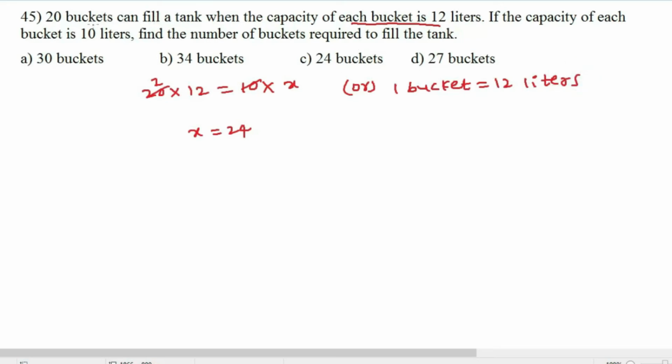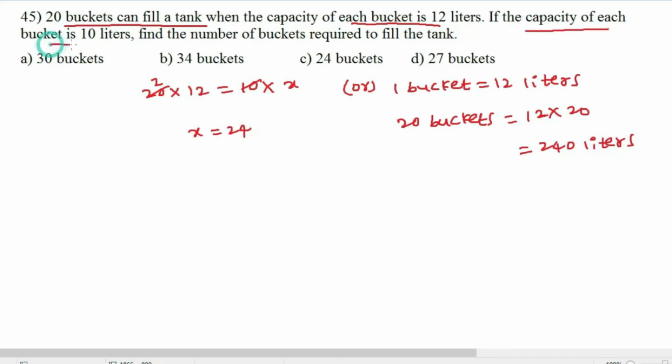Twenty buckets can fill the tank. So 20 buckets equal to 12 into 20, 240 liters. So 240 liters is the tank capacity.